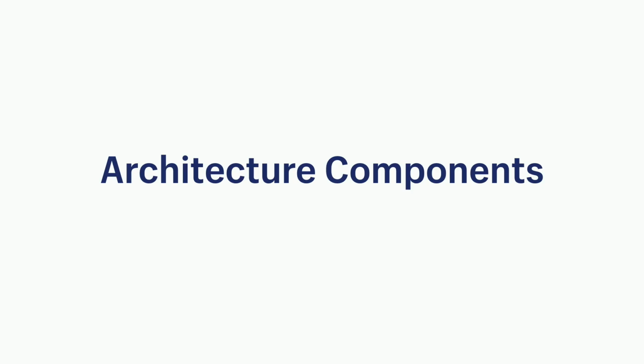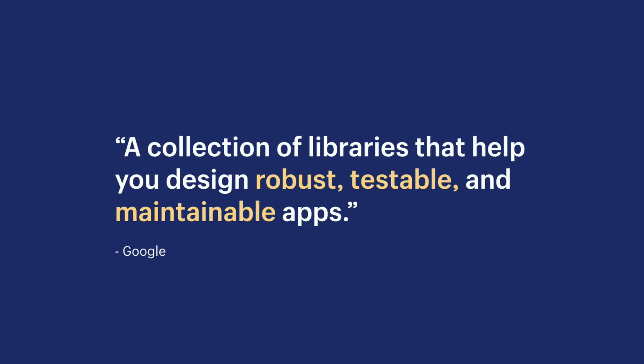So first off, what are architecture components? If you're in this room, you probably already know the answer to that, and you may already be using them in your projects. But the official definition from Google is this: it's a collection of libraries that help you design robust, testable, and maintainable apps. The goal of this presentation, and the experience in general, was to see if this statement is true, and if my app really would be robust and easily testable, more so than the typical patterns I would use to make an app.